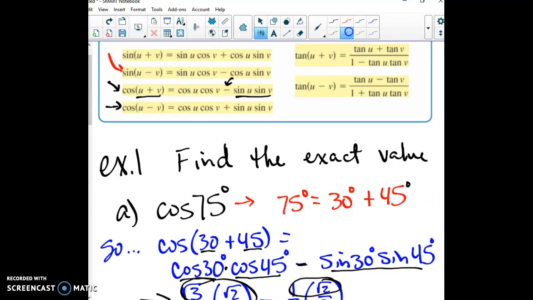We're right here, sine of u minus v. Now this is a little different, it is sine u cosine v. And notice that the subtraction is going to follow with the sine functions. Minus cosine u sine v. Here's how I remember it. This is a sine formula, so sine comes first. Sine u cosine v. It's the difference of that, and cosine u sine v.